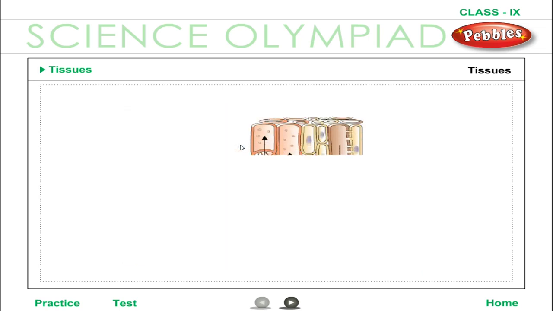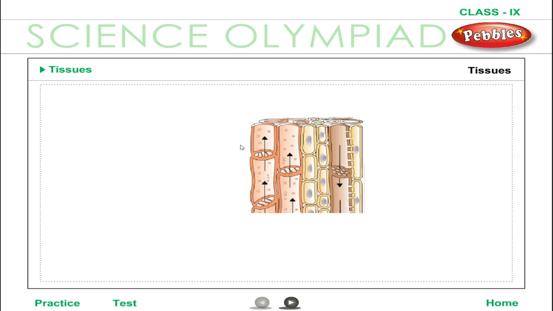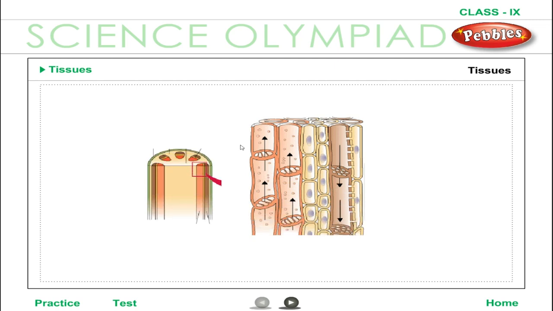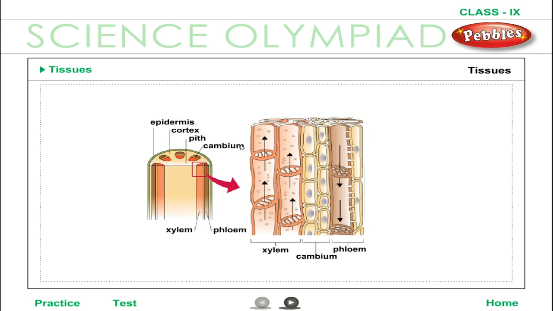This cluster of cells, called a tissue, is arranged so as to give the highest possible efficiency of function. Blood, phloem, and muscle are all examples of tissues.